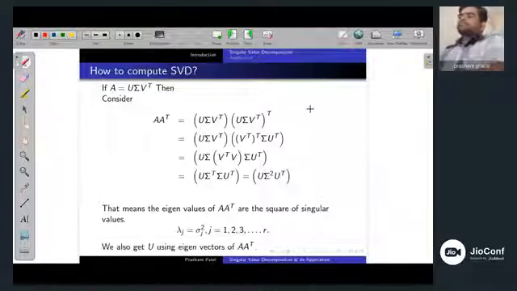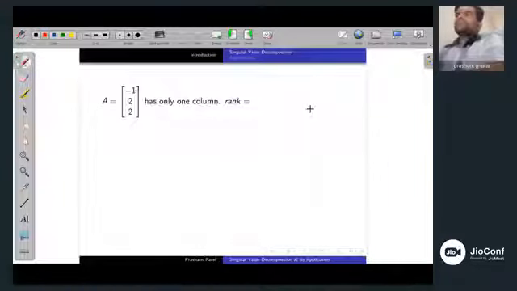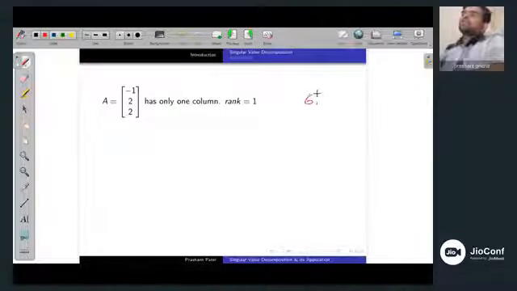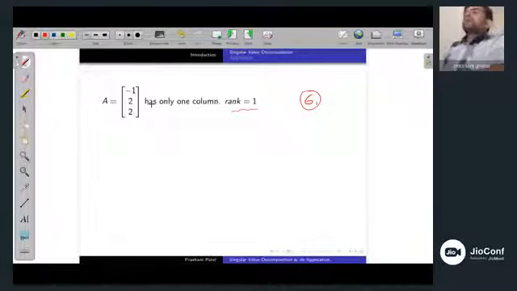For example, if I have this matrix A as 1, 2, 2, we know that it has only one column, so the rank of this matrix will be 1. So it will have only one singular value which is non-zero. All other values are 0 because its rank is 1. That is also one of the facts I'm telling you: whatever the rank of the matrix, that many non-zero singular values will be there. In that way, you can get linearly independent solutions in the singular value decomposition, and it is very helpful.